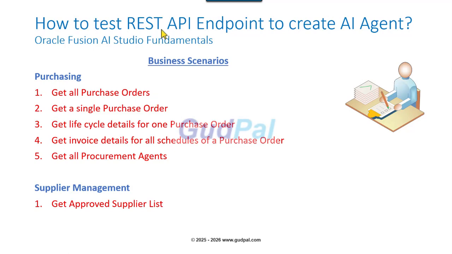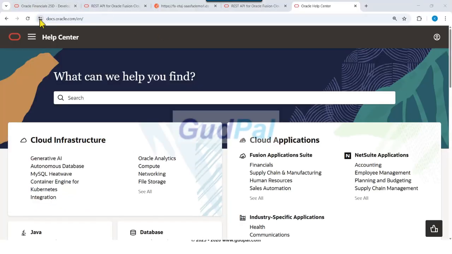For that, I'm going to go into the Fusion application documentation. Let me jump there. So first you navigate to docs.oracle.com, and when you type it in, you will reach this page. And within cloud applications, you click on see all. So basically, I want to go into the REST API manual for procurement.